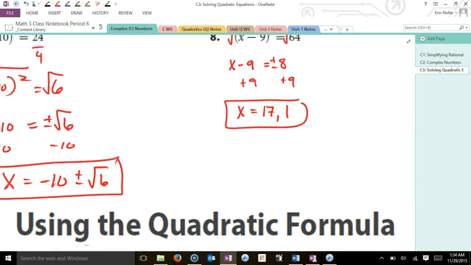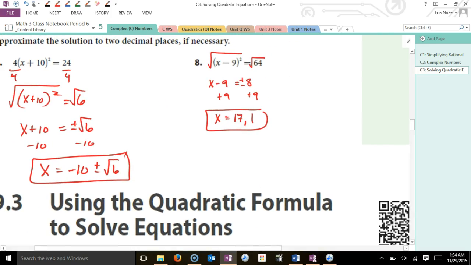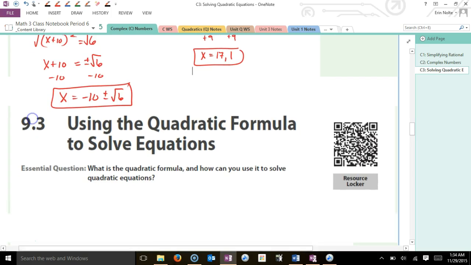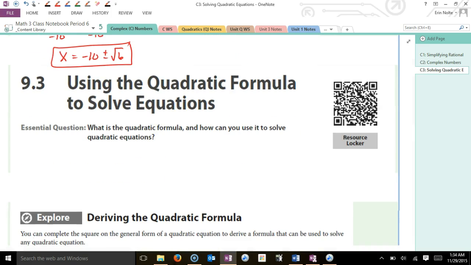Perfect. Okay, so those are solving by taking the square root. That's very algebraic. There's nothing really fancy about it. Okay, the second method today is by using the quadratic formula.